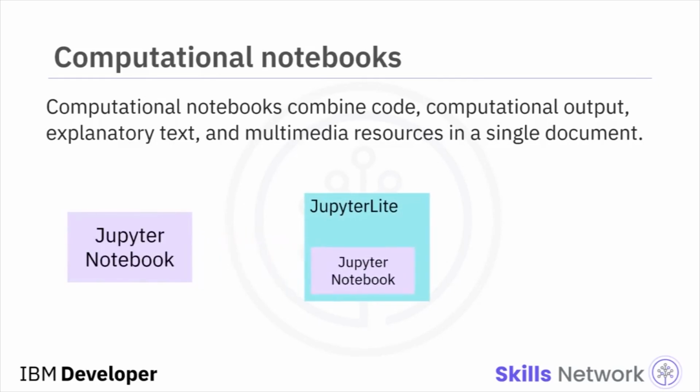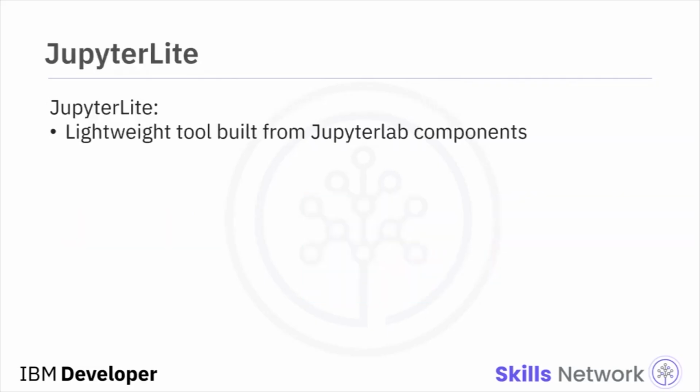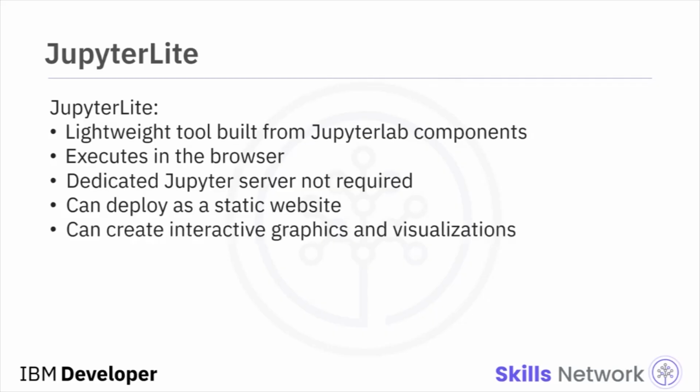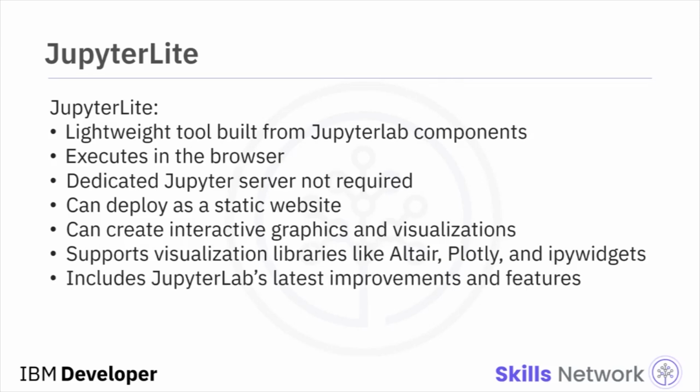Popular cloud-based environments used to create and modify Jupyter Notebooks include JupyterLite and Google Colaboratory. JupyterLite is a lightweight tool built from JupyterLab components that executes entirely in the browser. JupyterLite does not require a dedicated Jupyter server. Only a web server is required, which means you can deploy JupyterLite as a static website. We can also use it to create interactive graphics and visualizations because it supports many visualization libraries like Altair, Plotly, and IBM widgets. Since JupyterLite is a distribution of JupyterLab, it includes the latest improvements and features.